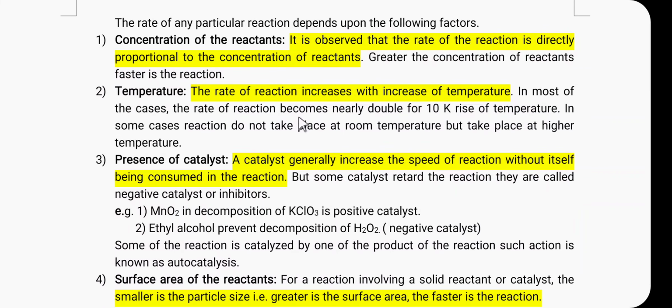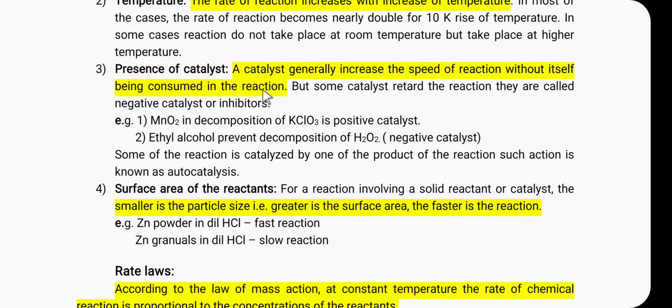Let us consider the second factor, that is the temperature. The rate of chemical reaction increases with increase of temperature. Generally, we can say that the rate of the reaction is directly proportional to the temperature. In some chemical reactions, if we increase the temperature of the reactants by 10 degrees Celsius, then the rate of such reaction may double. So, this is the second factor.